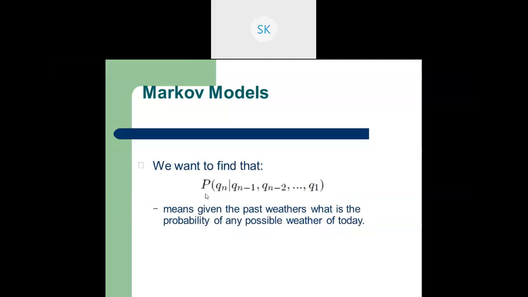So we want to find the probability of qn, that is, what the weather will be tomorrow, with respect to qn minus 1 for the present day, and past 1 day, past 2 days, and in this way. But if you observe, in the hidden Markov model the Markov property is that the future event depends on the present event only. It does not depend on the past events.